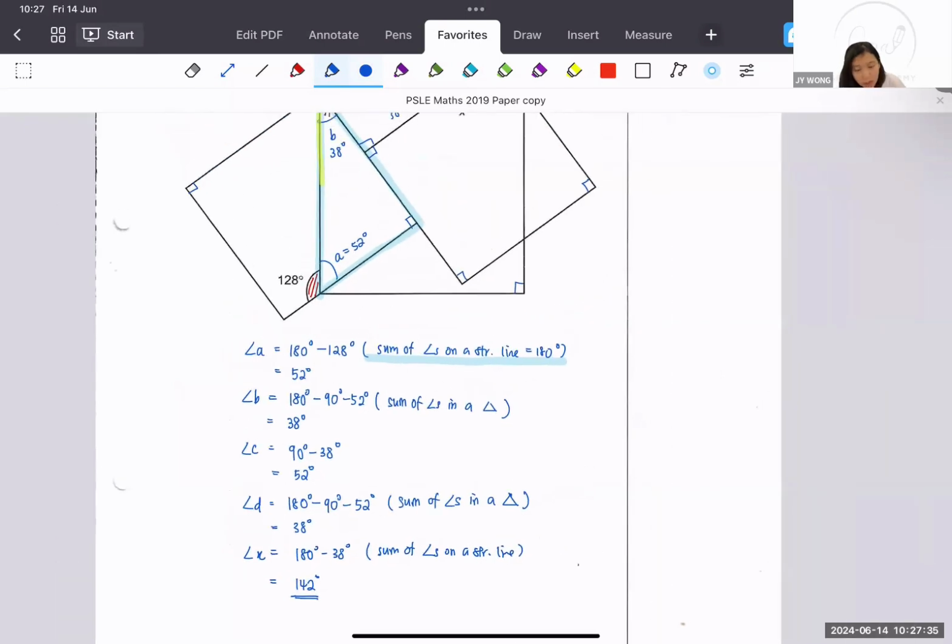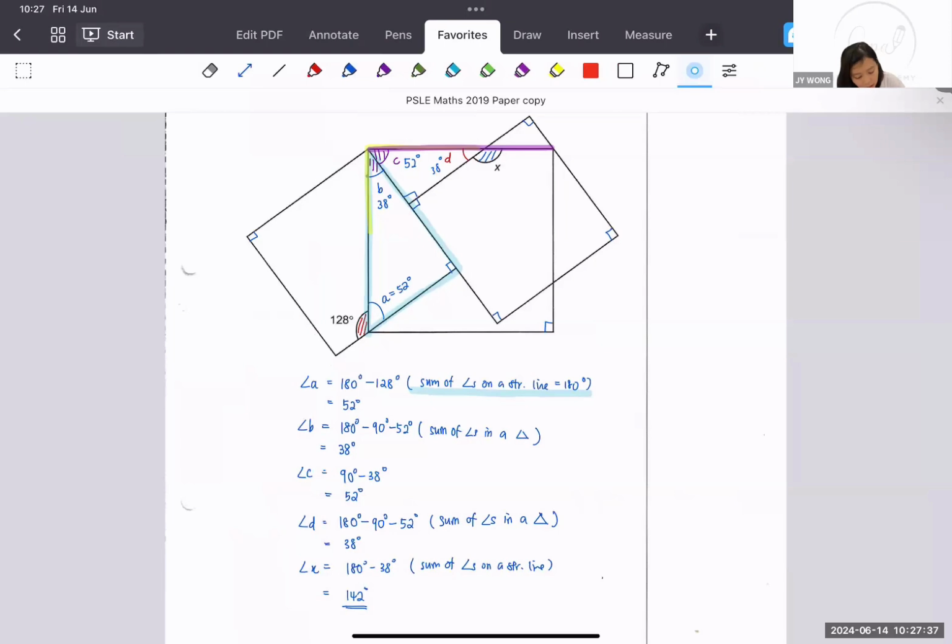So you need to see what's given to you. First thing is, you are only given 128 degrees. Right angle, right angle, right angle.